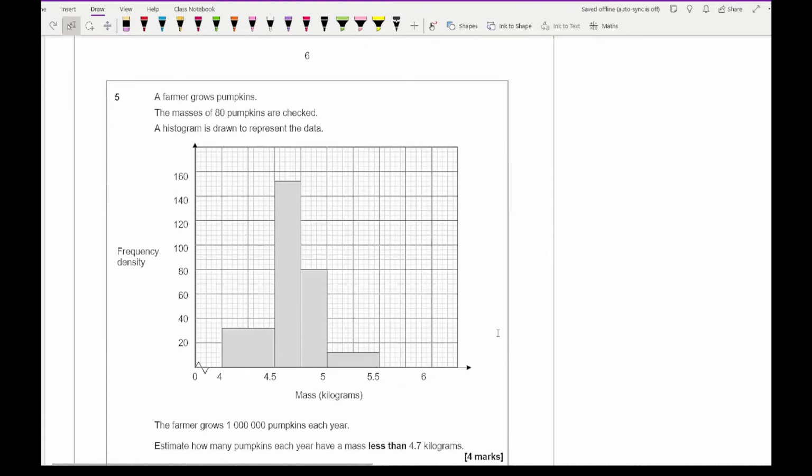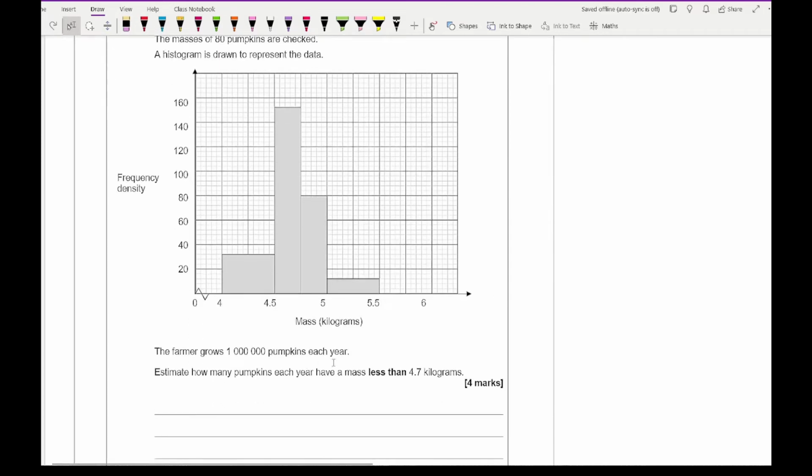For question 5, it says that a farmer grows pumpkins. The masses of 80 pumpkins are checked. A histogram is drawn to represent the data. The farmer grows 1 million pumpkins each year. Estimate how many pumpkins each year have a mass of less than 4.7 kilograms.